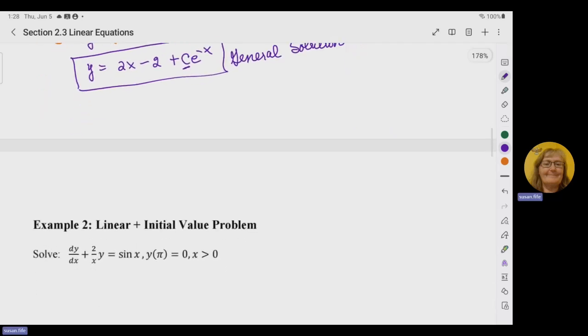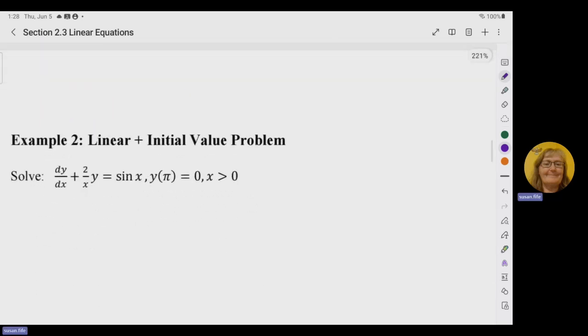So we'll look at the second example. Here we have an initial value problem. In this case, our initial value is pi. We're given y of pi is 0. We're told that x is greater than 0, because if x is equal to 0, this 2 over x is not going to be defined. And we'll also see why once we calculate this.